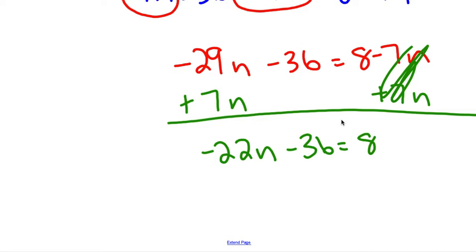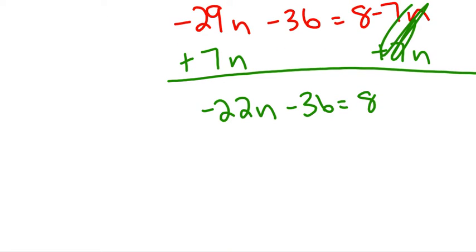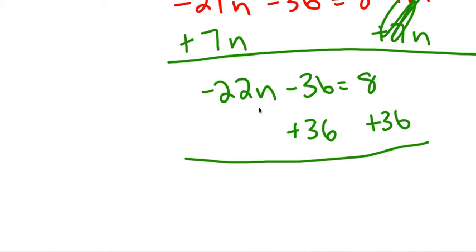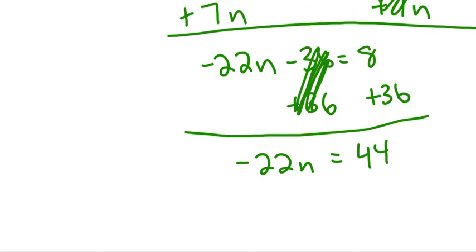Okay, we got two more steps here. Let me give myself a little bit more space to write here. Two more steps. Next, move the number with no variable. So add 36 to both sides. Bring down negative 22n, and negative 36 plus 36 is 0. Those are gone. 8 plus 36 is 44.